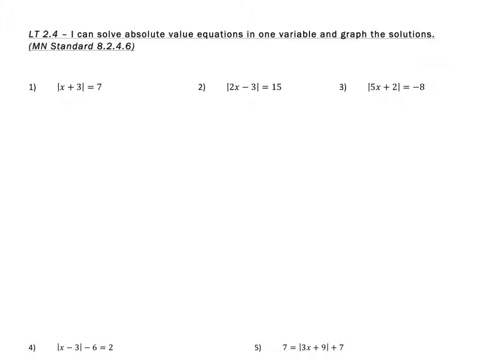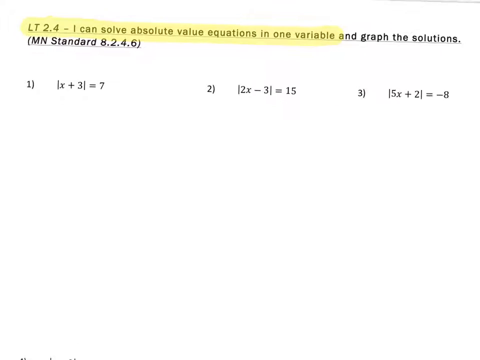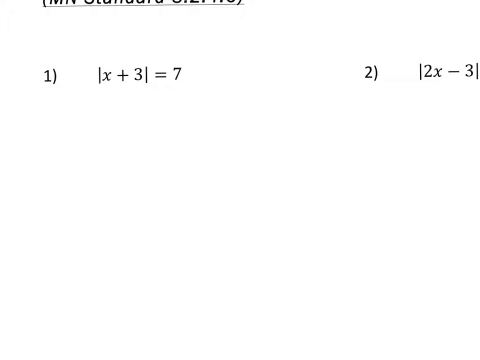Hi, I'm going to do a quick review of Learning Target 2.4, which says I can solve absolute value equations in one variable. I'm going to go ahead and get started with number 1. We want to figure out what number I could plug in for x to make this equation true. Since we're dealing with absolute value, we have to think of distance away from 0. So we need to think about what numbers are going to be 7 units away from 0.